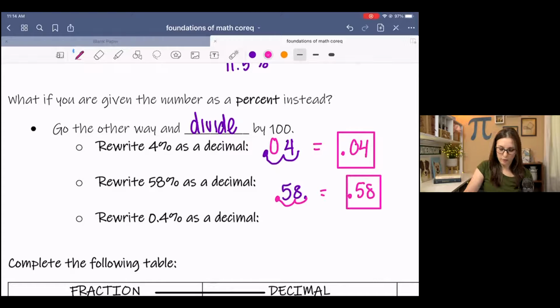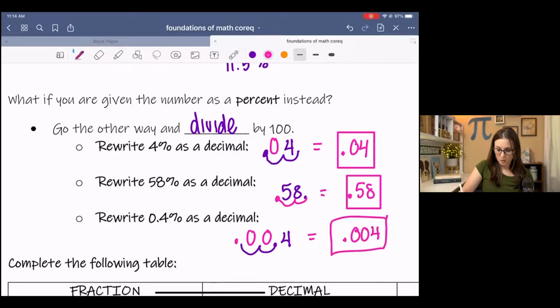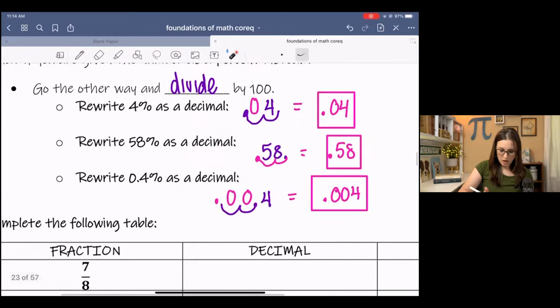Last one, 0.4%. It does have a decimal existing. We still move it left, 1, 2. I need placeholders there because there are no numbers, and that becomes 0.004 as a decimal. You might be confused because you're like, it's already a decimal. Sorry, it's already a decimal, but this little percent sign here means that this is written in percent form. And if you're converting it to decimal form, we're dividing by 100, which moves the decimal left 1, 2.